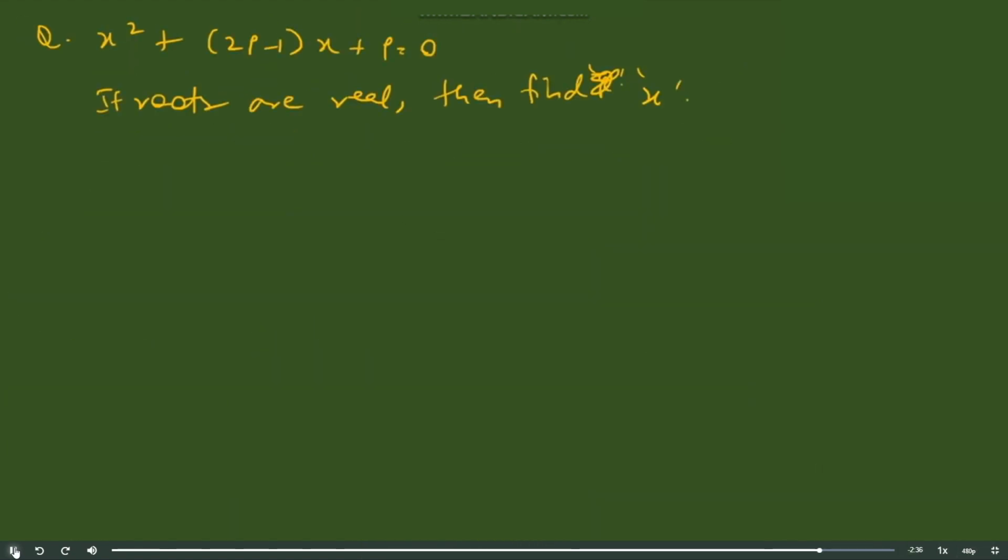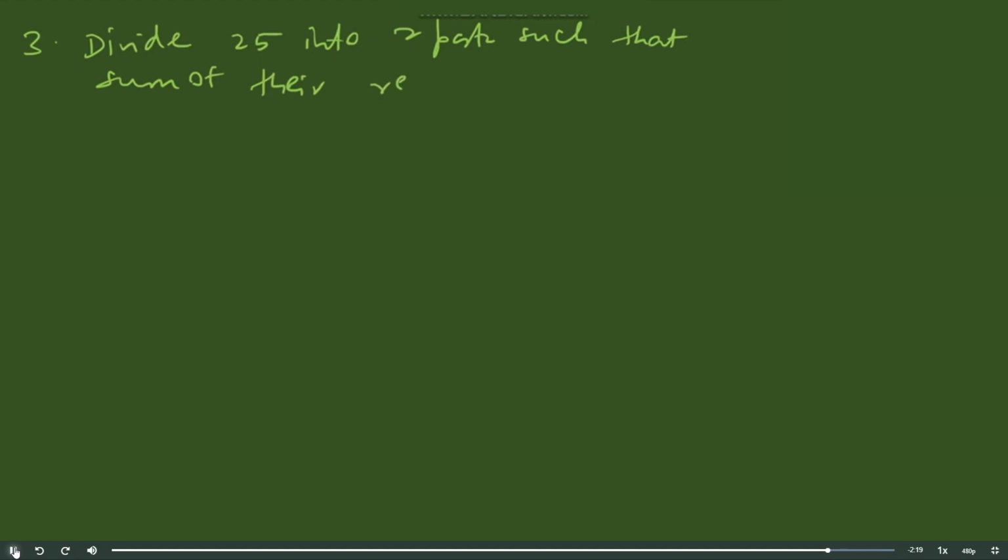Next question. Divide 25 into two parts such that the sum of their reciprocals is 1 by 6. Divide 25 into two parts.